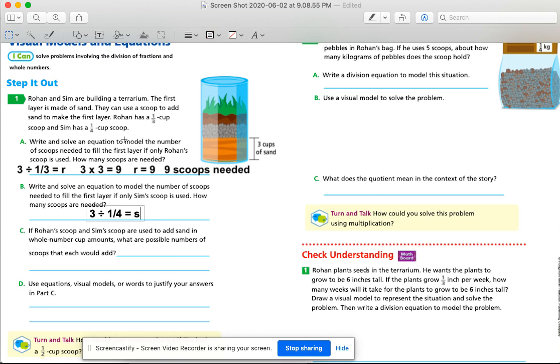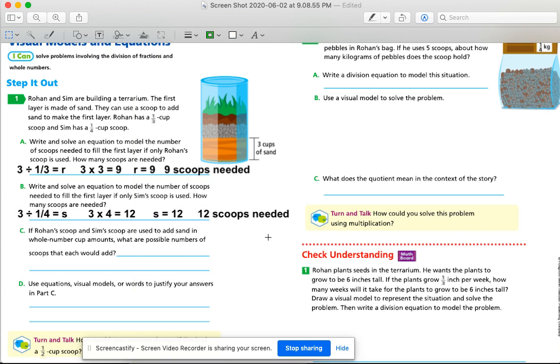So I'm dividing by 1/4, and that would give me S. Again, I would keep my 3, change my division sign to multiplication, and flip my 1/4 to be 4/1, which is the same thing as 3 times 4, which would give me, again, 12. So in this equation, S equals 12. And what does the 12 represent? It represents the 12 scoops needed.